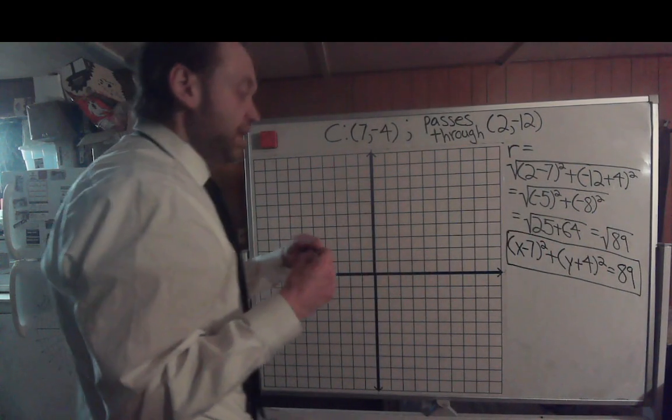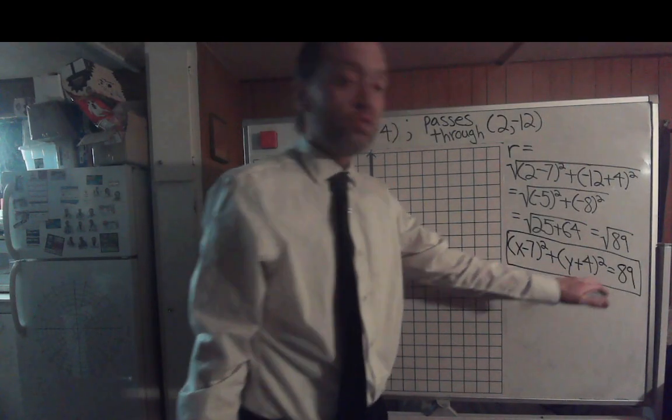So the equation you should get would end up being x minus 7 squared plus y plus 4 squared equals 89.